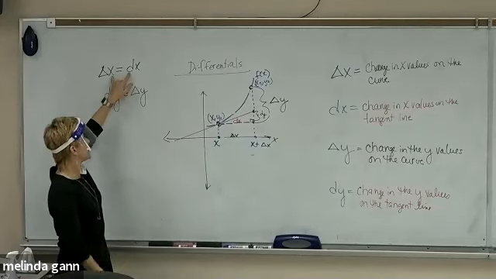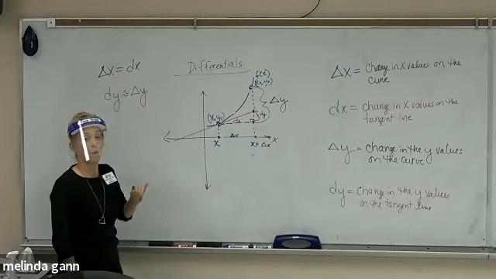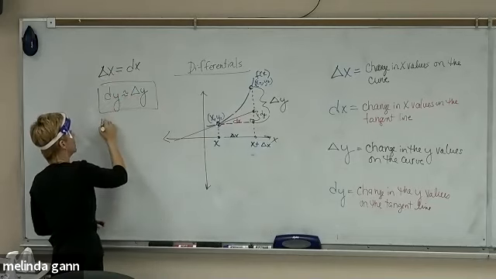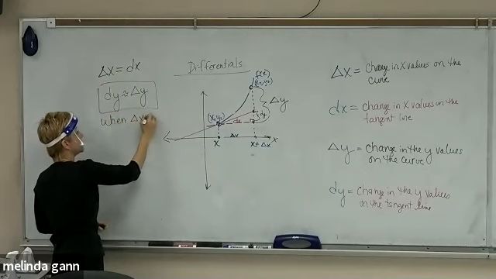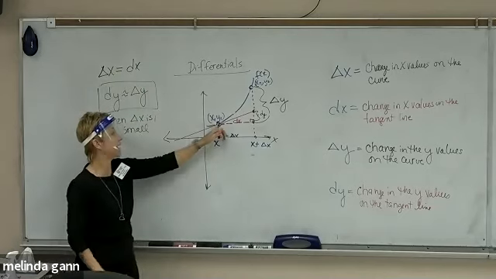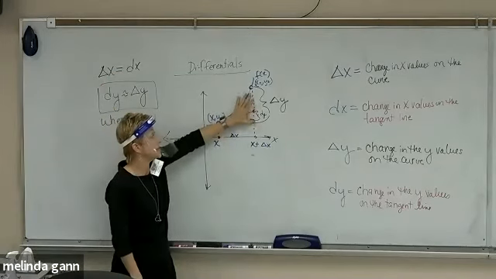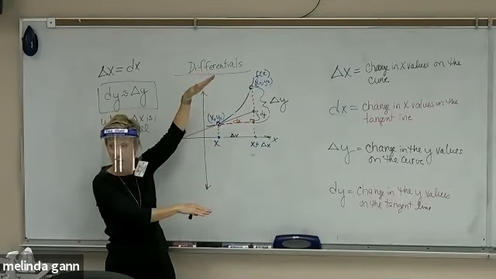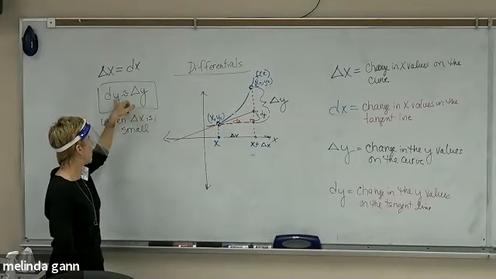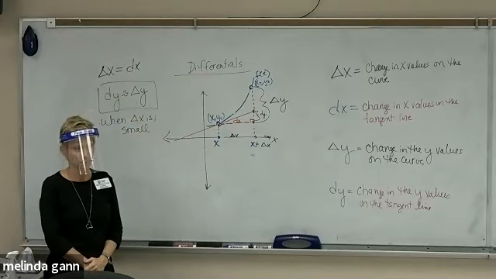Now, with dx and delta x, they are exactly the same. They are interchangeable. But with dy and delta y, they're not the same. But this is going to be true when delta x is small. In other words, I can't move over very far. If I move over a big distance, these distances are going to get further and further apart. Is everybody with me? But when my change in x is small, delta y and dy are approximately the same thing. Now, why is that helpful? We're going to see in a second.